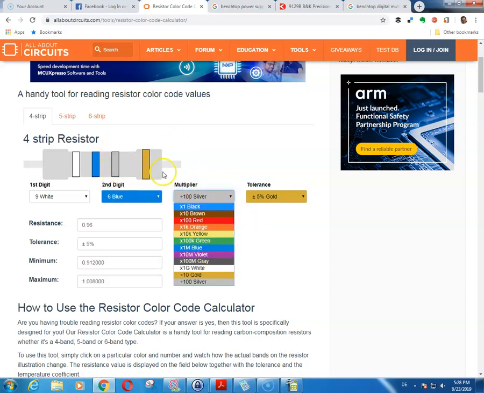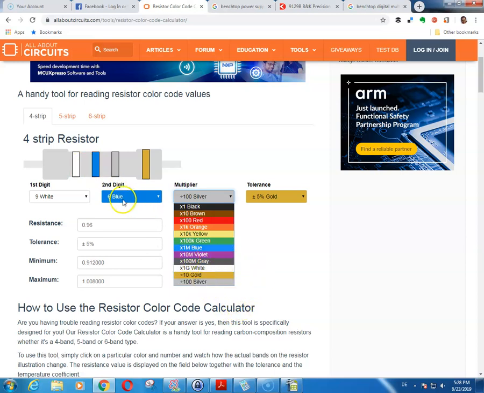For example, you have all of these colors, and there are a couple more that you would not have in the first 2 digits, meaning that, for example, you see over here the silver.